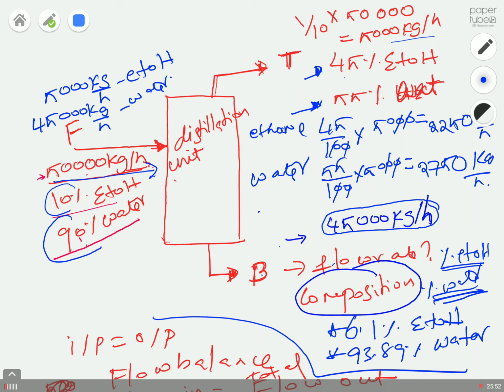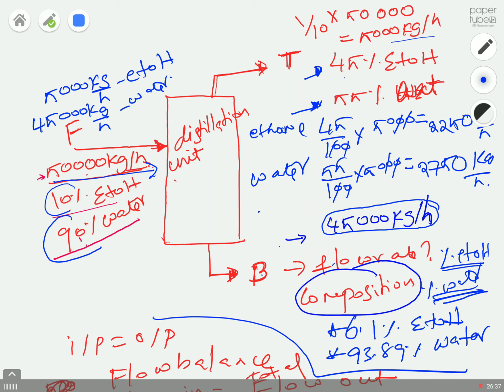The key message is not the distillation. We solve this problem so that you understand how to draw a flow chart, how to name your streams, and how to count the number of streams that go in and the number that come out. For a distillation unit, you have one input stream and two output streams, and you can have more than one input stream. Like if we take azeotropic distillation, we will add one more component so that you can get 100% ethanol. These are some things you must remember.